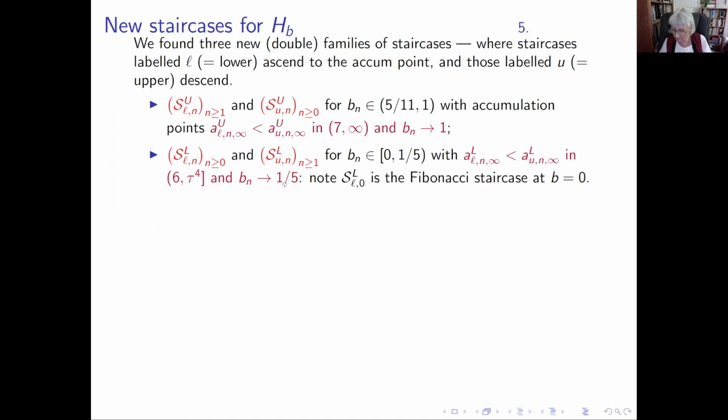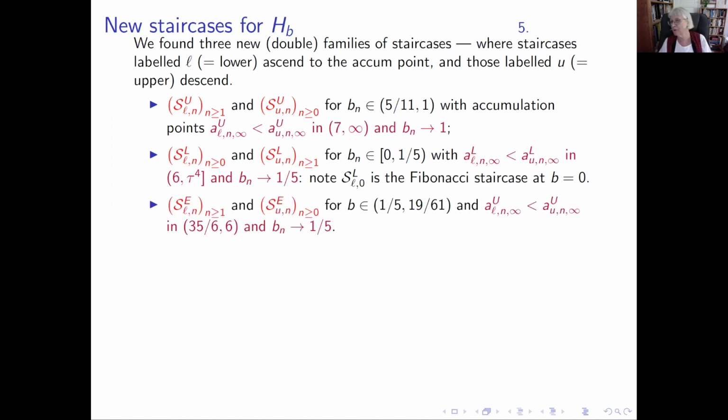And then we have another family, which is actually the first family we discovered, which lives in a range. This is B is in between 1/5 and 1/3. There's, again, pairs of staircases, and the bn's converge to 1/5.